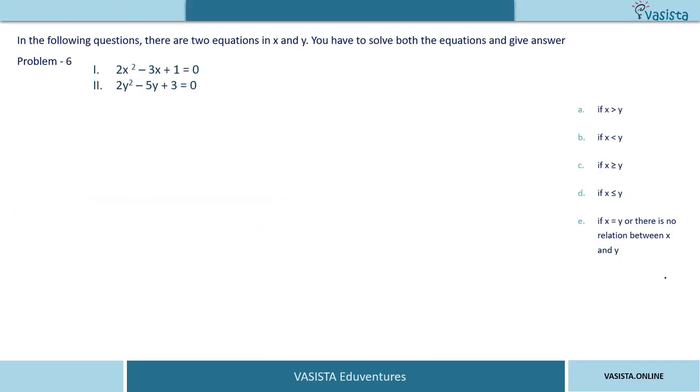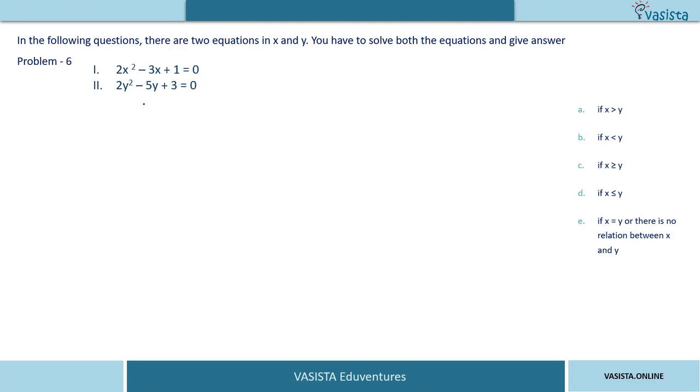In the following questions, there are two equations in x and y. You have to solve both the equations and give answers. The answer options are given here. If x is greater than y, then you have to select A. This is very simple, and you can definitely score 5 out of 5. Let us check out the 5 problems.